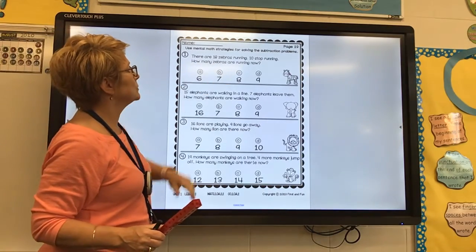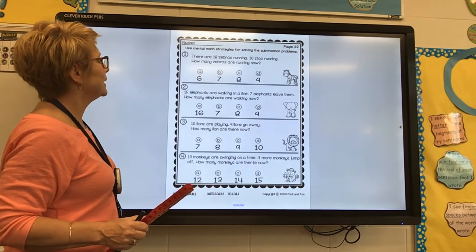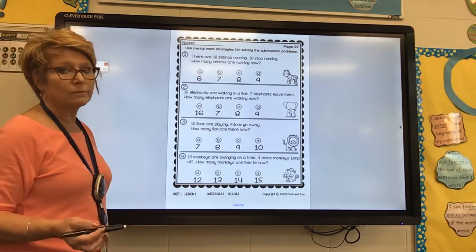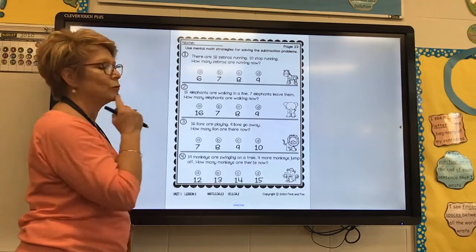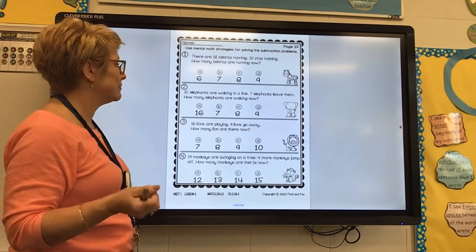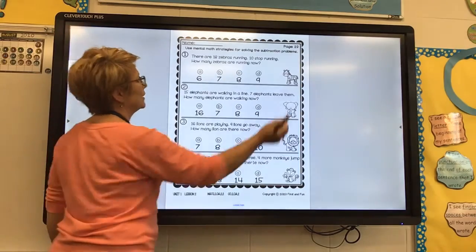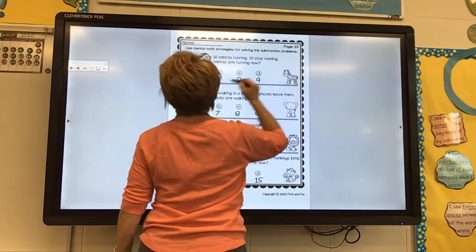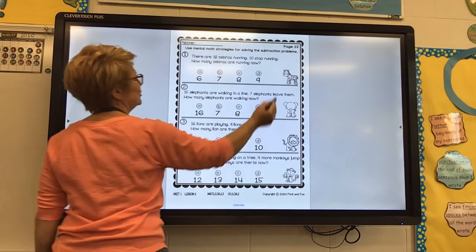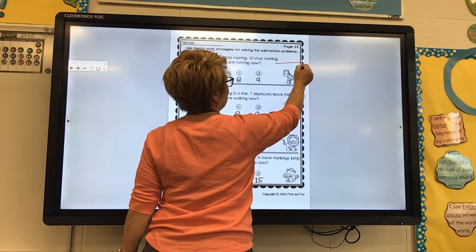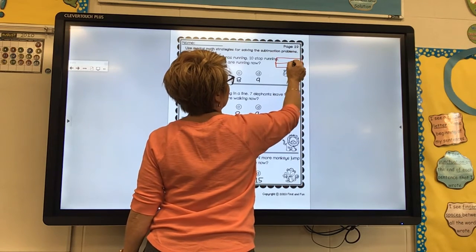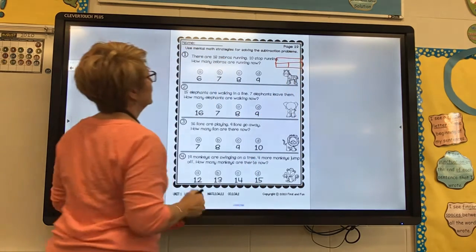There are 18 zebras running. 10 stop running. How many zebras are running now? Well, they're not giving us any help, so we need to figure out what the problem is and what missing information. This time we're going to use a bar model. We know a bar model is the same thing as a number bond. It just looks like a square. So I'm going to put that over here. I'm going to put my top. There's my whole. There we go.